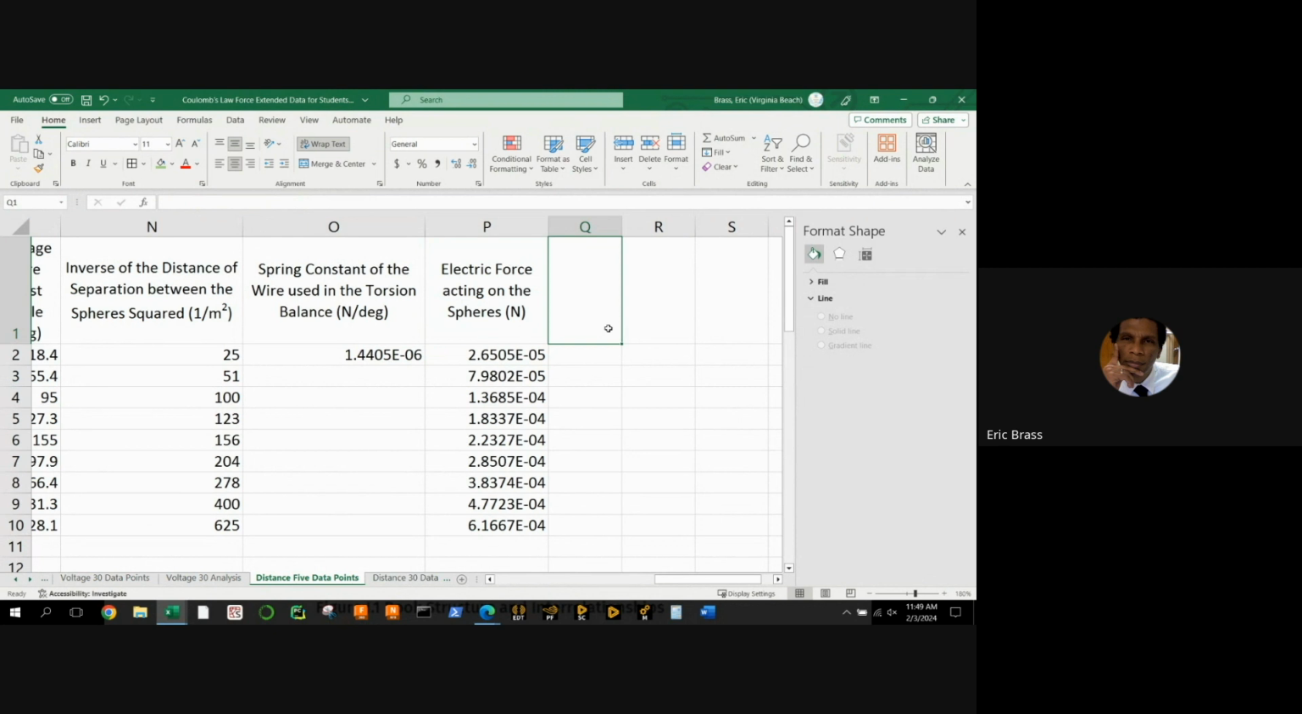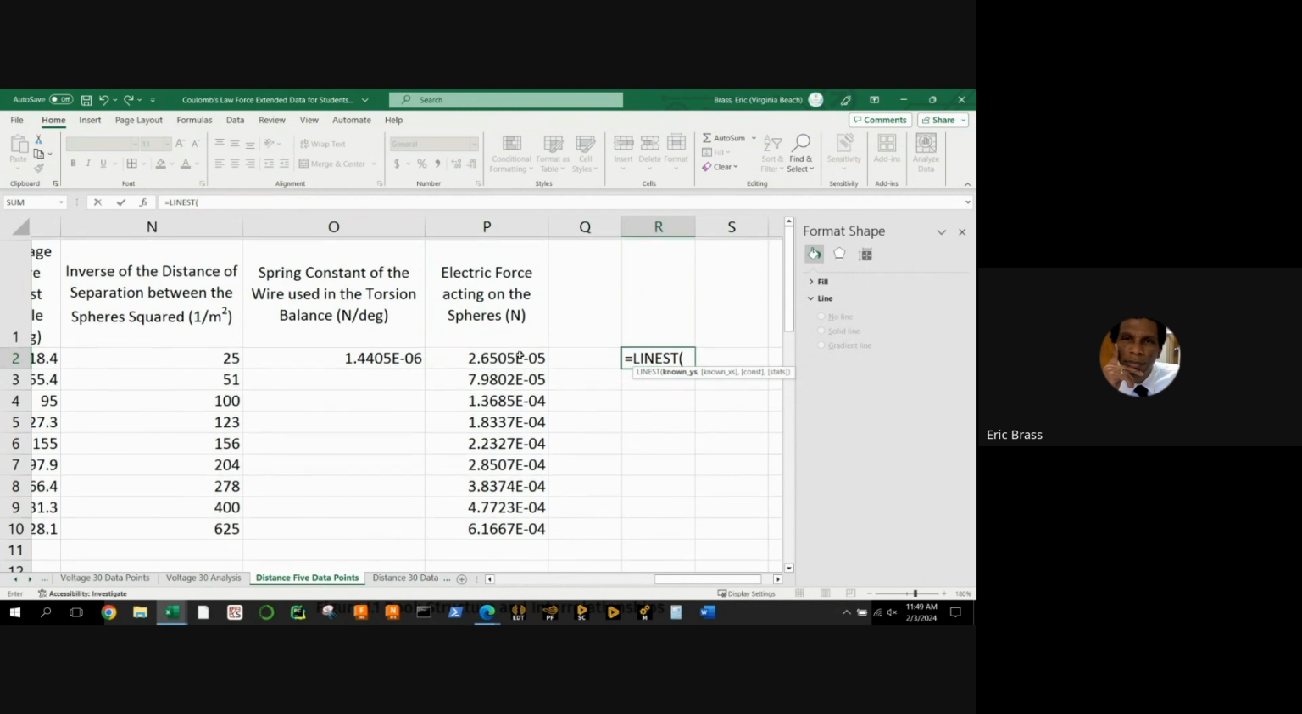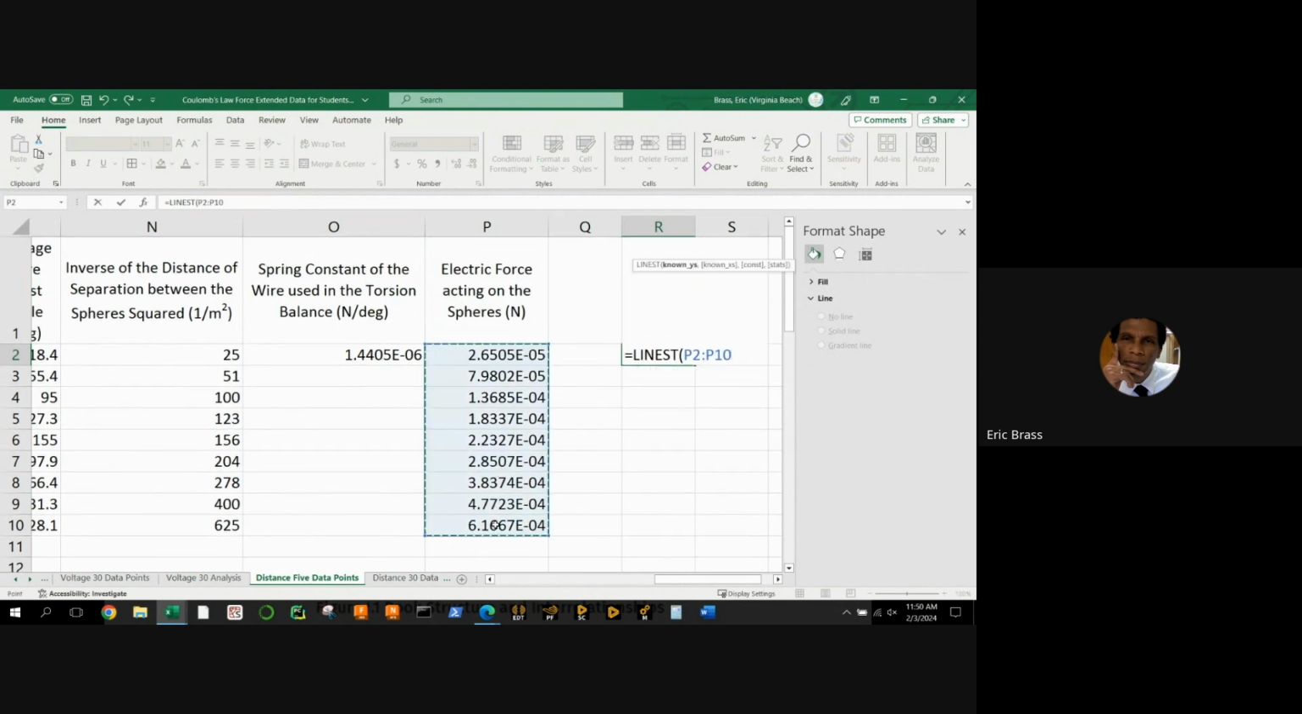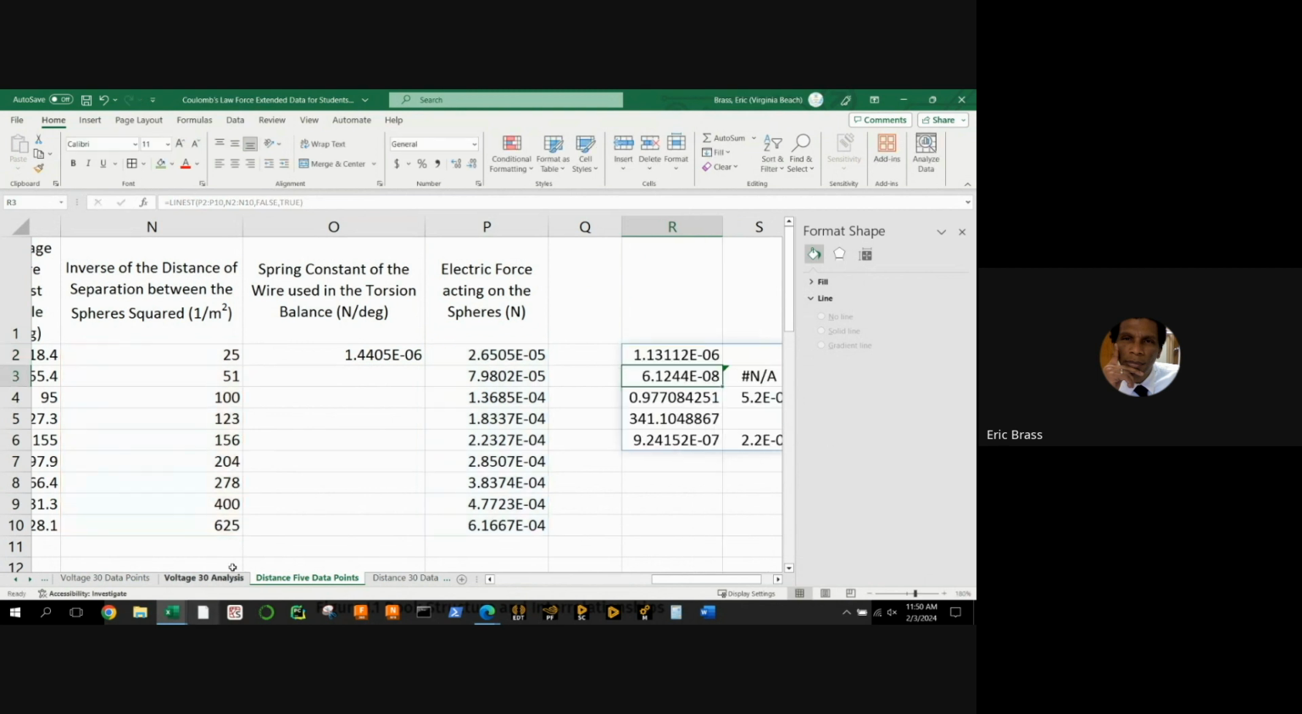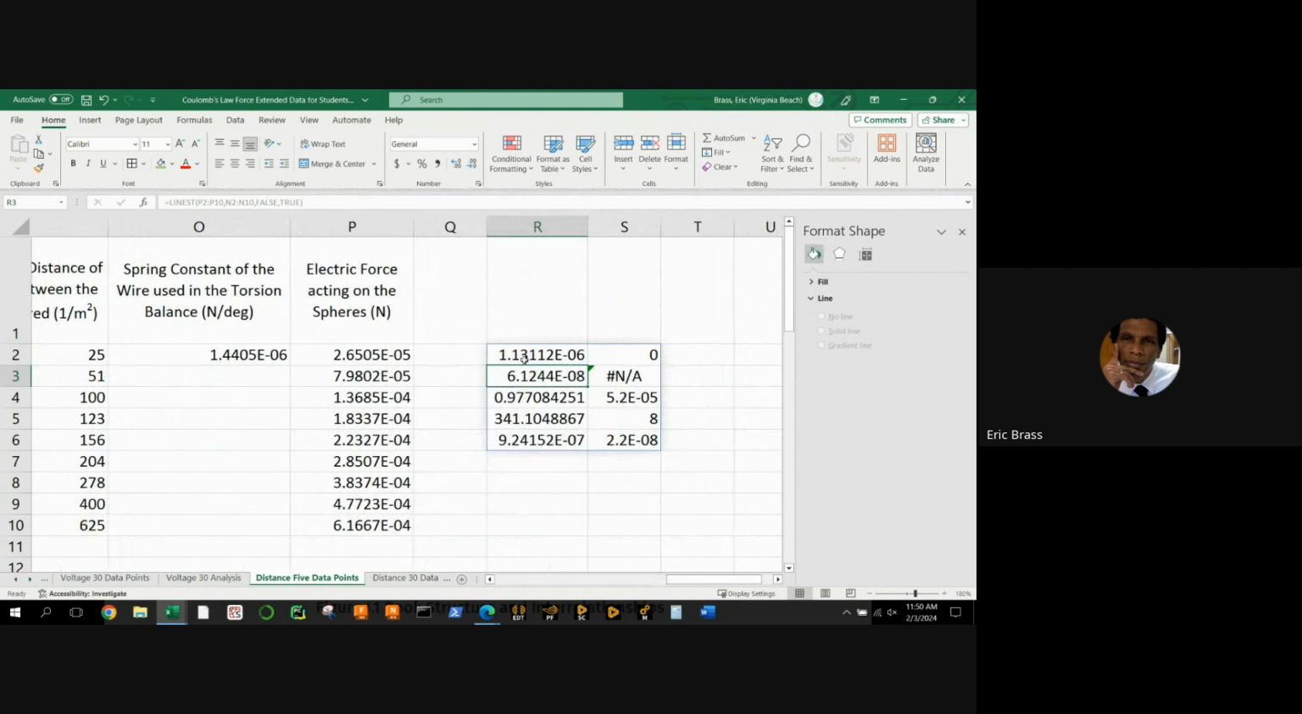So I'm going to use the Linest function. Known y's, okay. Known x's, okay. I can say false, I can say true, and we get a force here.